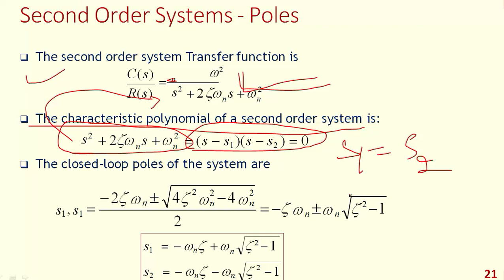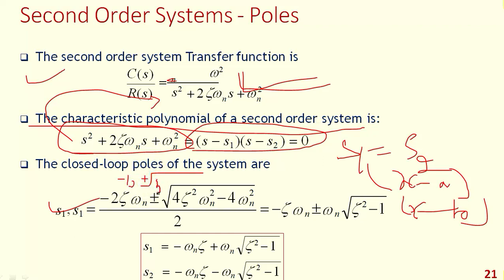Then the equation will be of the form (s minus a)(s minus b), which means you have to apply the roots of a quadratic equation. To find the roots, you get minus 2 zeta omega n plus or minus, which is nothing but minus b plus or minus under root b square minus 4ac.